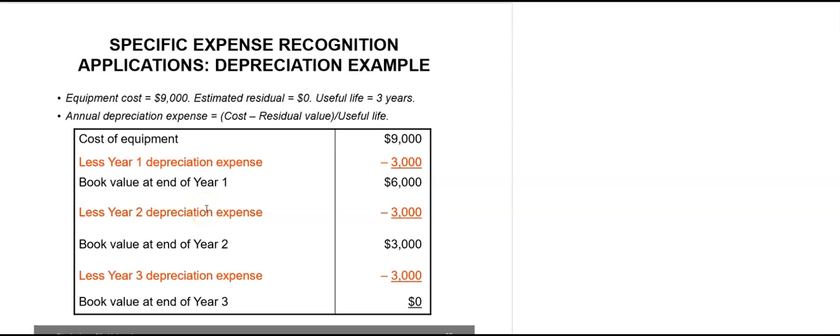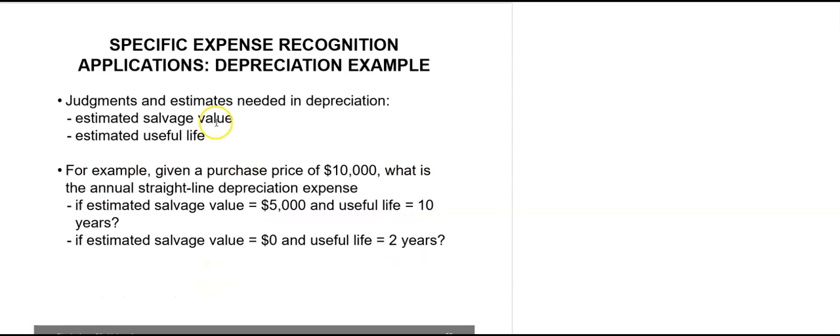At the end of the second year there is depreciation of 3,000. So the book value at the end of the second year is 3,000. And finally, the third year depreciation will reduce the book value to 0. Judgments and estimates are needed in depreciation. These include the estimate of salvage value at the end and estimate of the useful life.